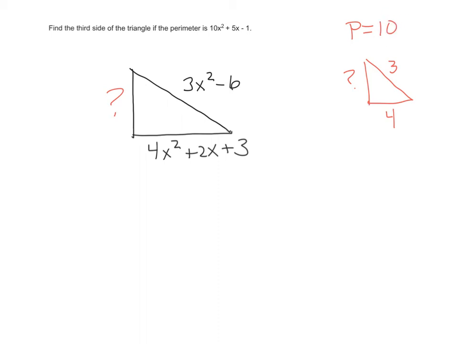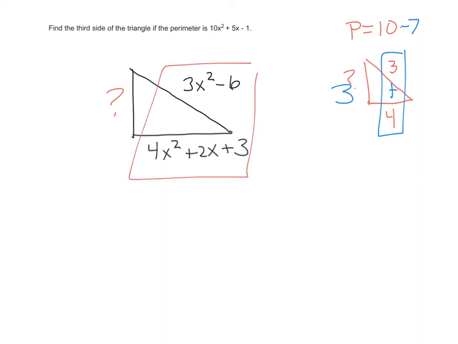So if I added these, that would give me 7. 10 minus 7 would be 3. So my missing side is 3. It's going to be the exact same concept over here, okay? You are going to go ahead and you're going to add up your sides, okay? So again, you're going to put together things that are the same. So 3x squared and 4x squared, and you're going to get 7x squared, okay?